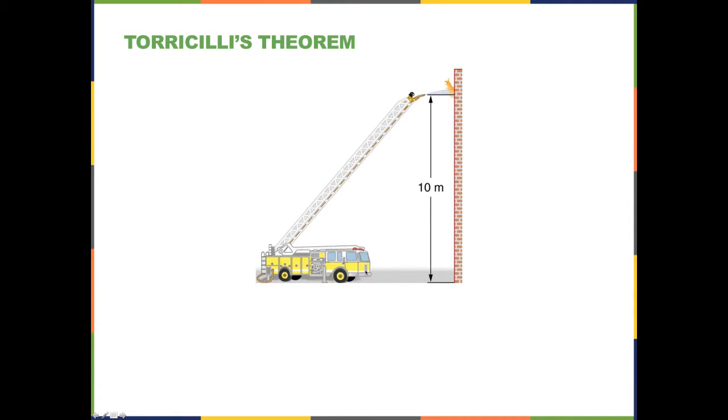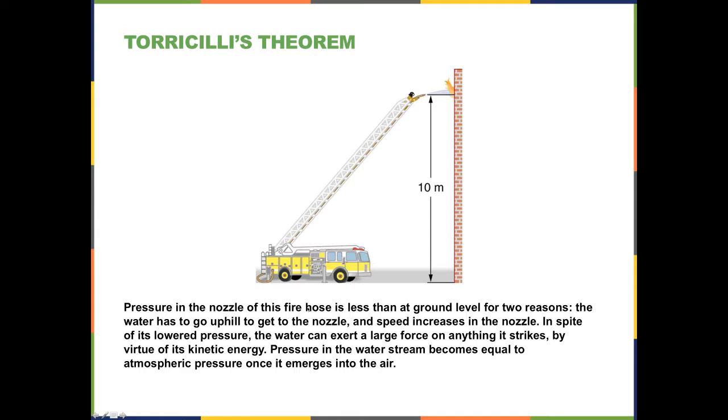Now what this shows is if you have a hose that has to go up a certain number of feet, then obviously the velocity at this point is going to be far less than if it was squirting at this point. So pressure in the nozzle of the fire hose is less at the ground level. The water going uphill, the speed has to increase at the nozzle. In spite of its lower pressure, the water exerts a large force on anything it strikes by virtue of its kinetic energy. The pressure of the water stream becomes equal to atmospheric pressure once it emerges into the air.